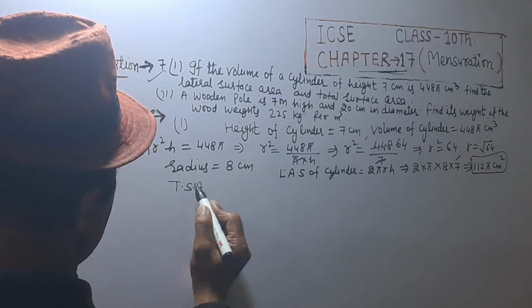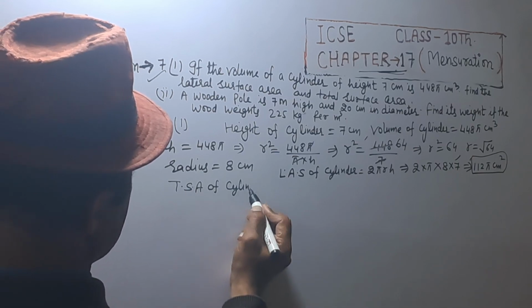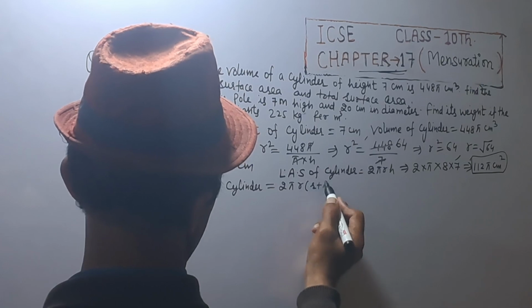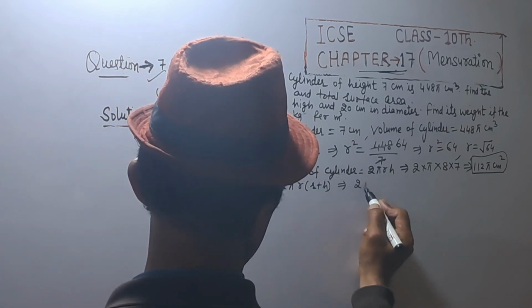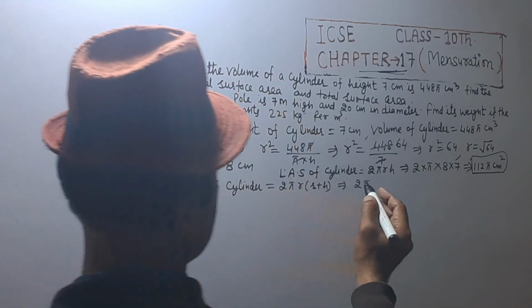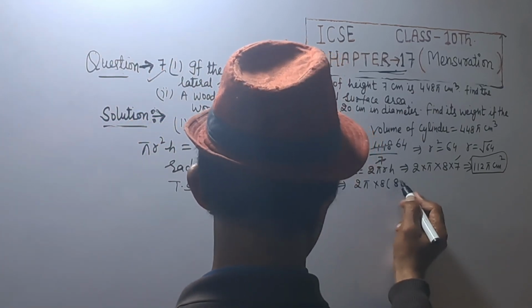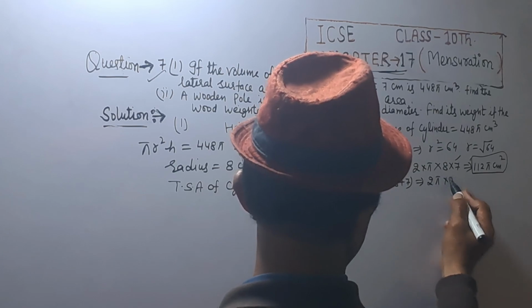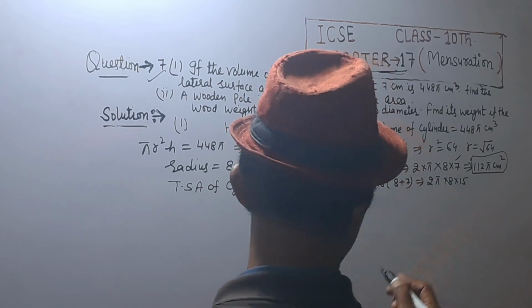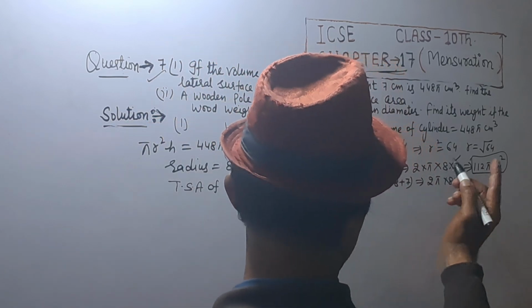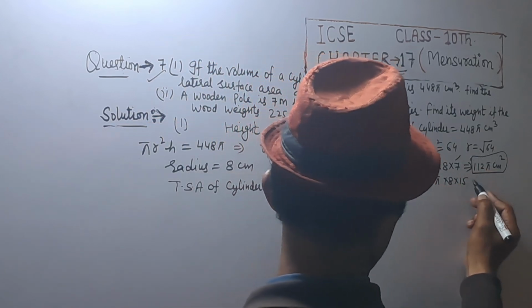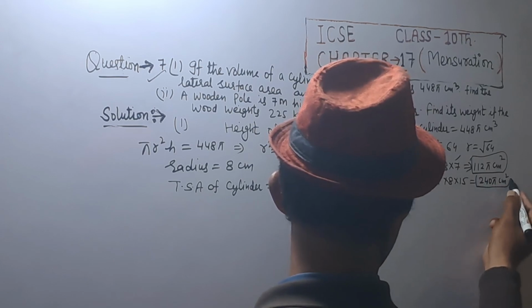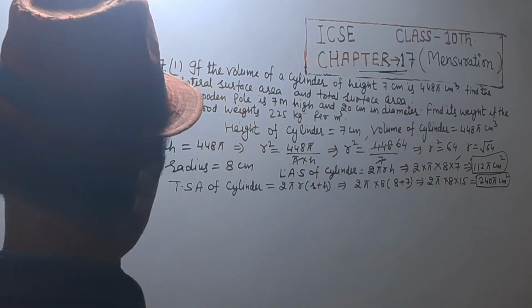Total surface area of cylinder is equal to 2 pi r into r plus h, which implies 2 into pi into radius is 8 into 8 plus 7, which implies 2 pi 8 into 15. 15 8s are 120. 120 2s are 240 pi centimeter square. Answer.